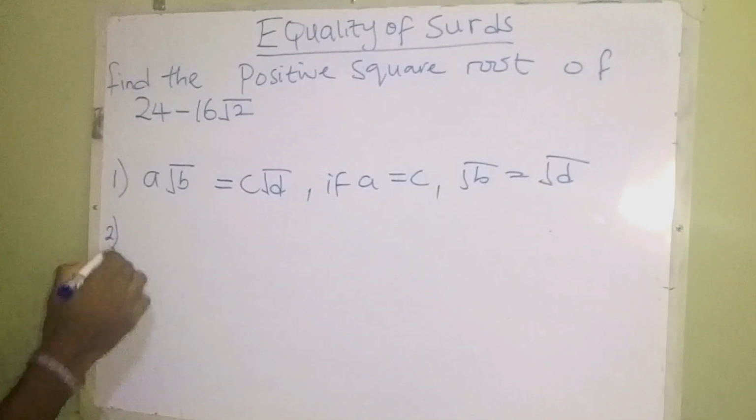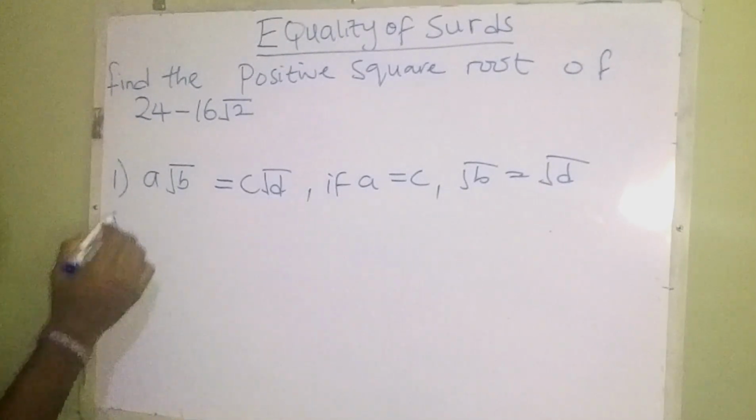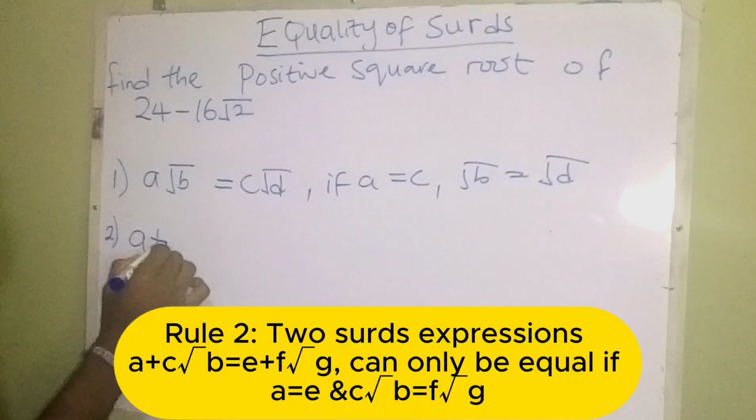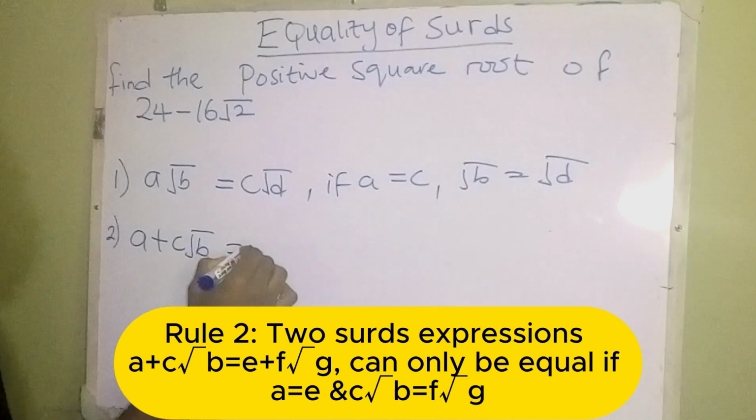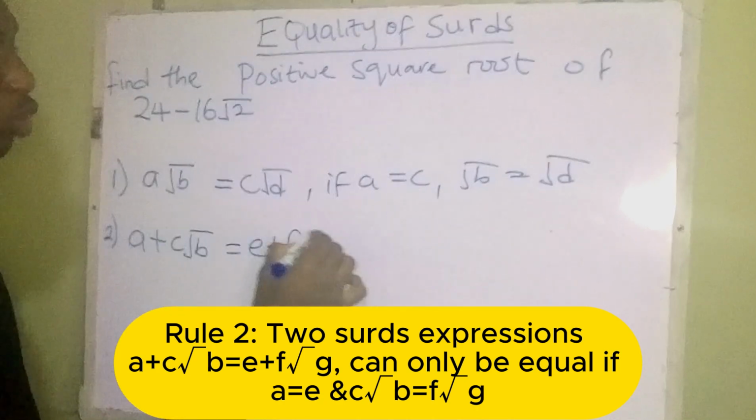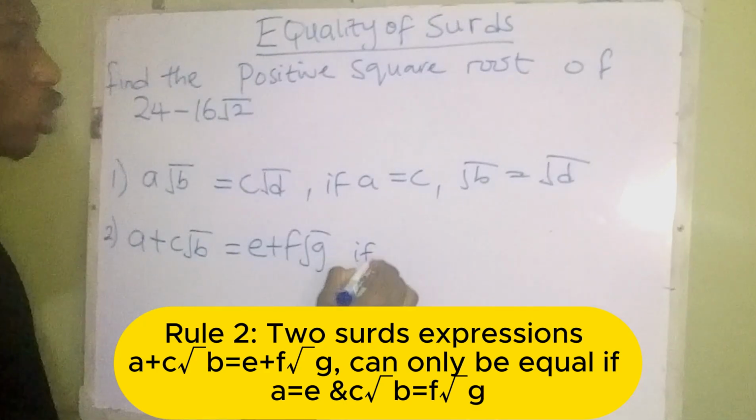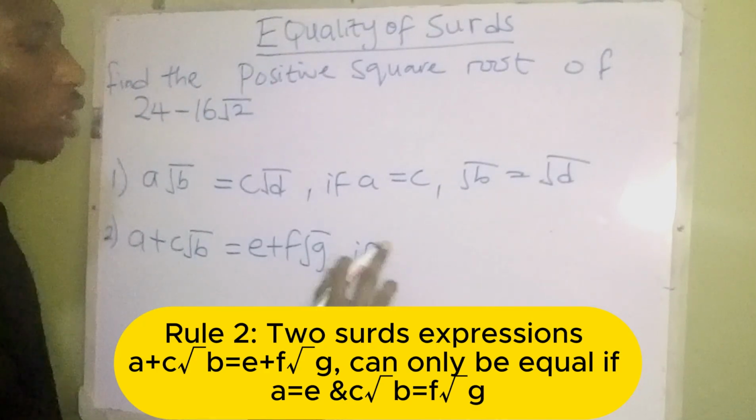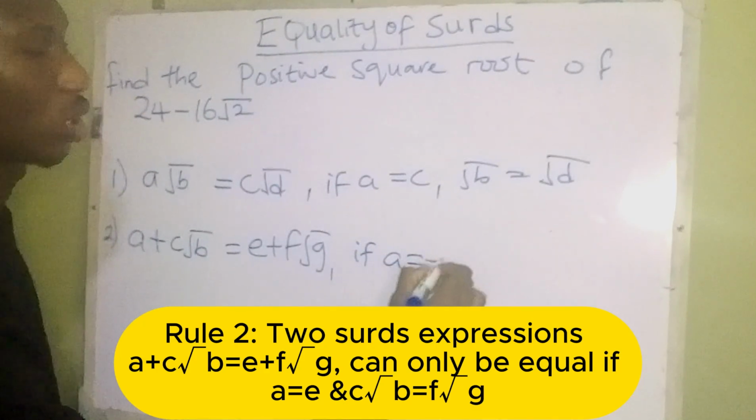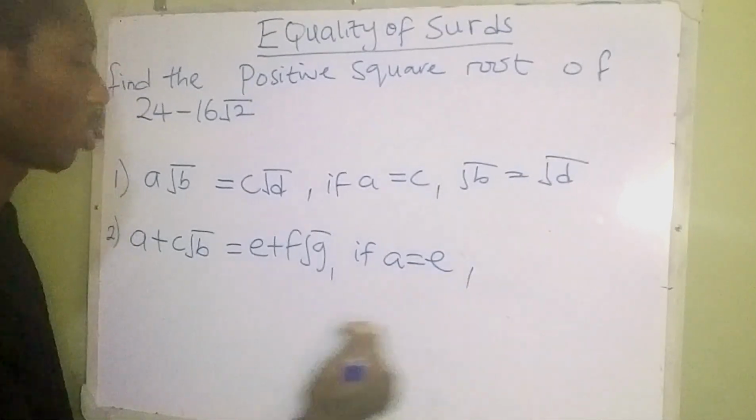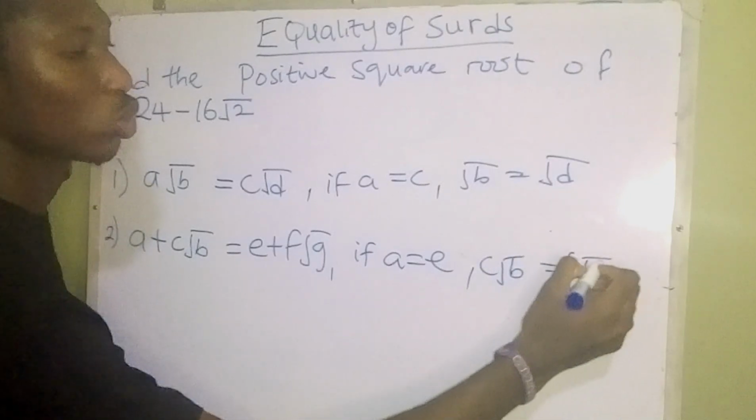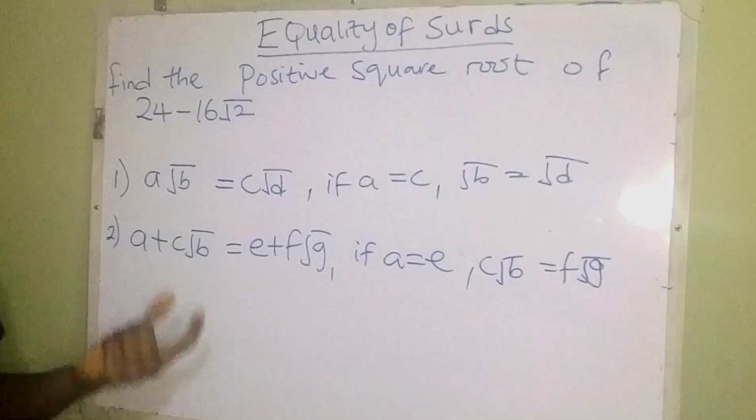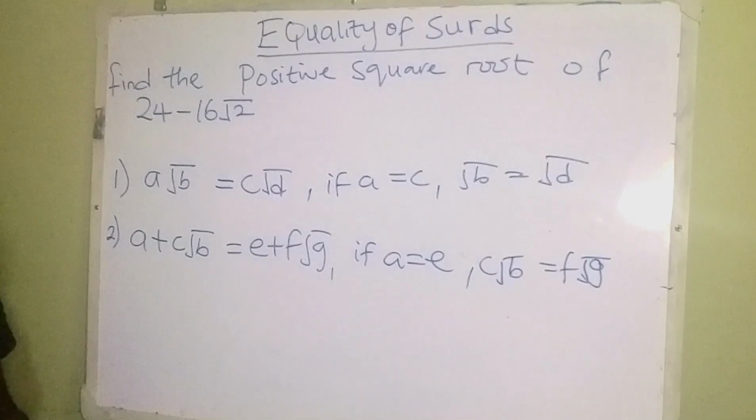The second one, almost similar, says that if I have two surd expressions, a plus c square root of b equal to e plus f square root of g, they can only be equal if a is equal to e and c square root of b is equal to f square root of g. Now, as we have understood these rules, we can now solve this question.